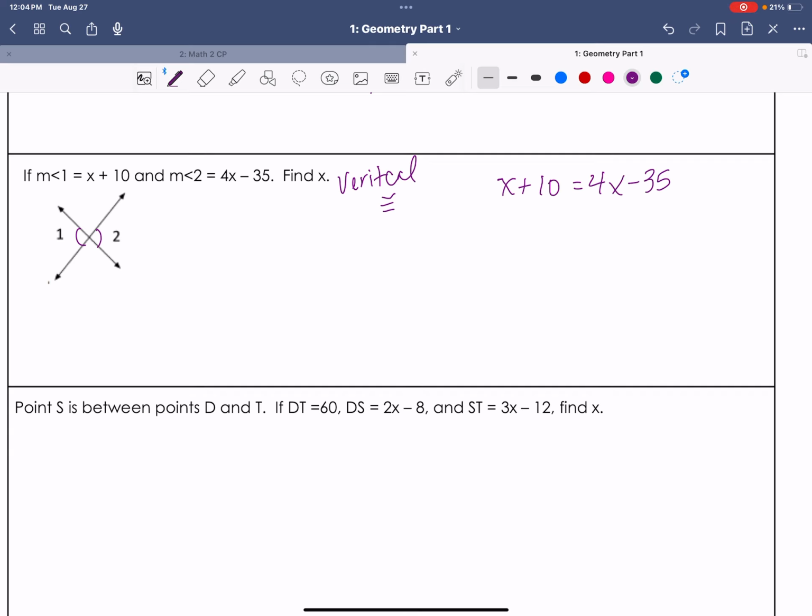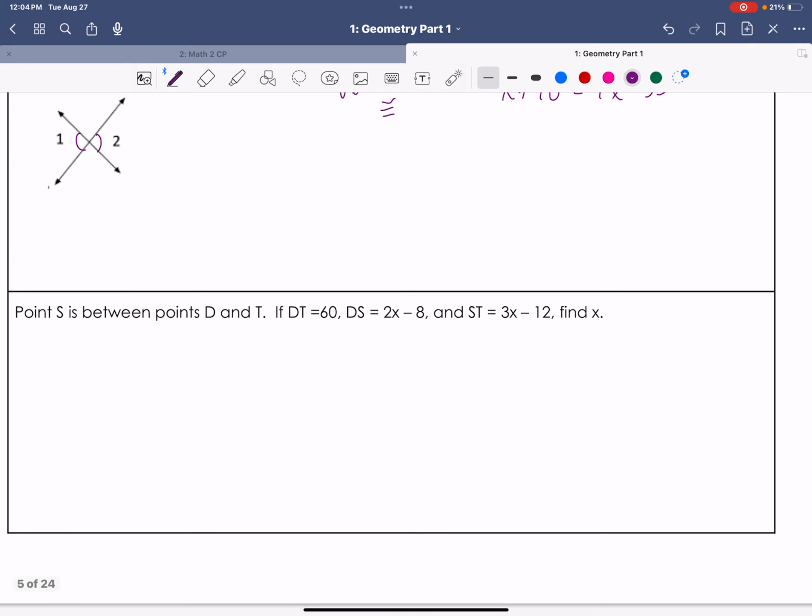All right. And then here, point S is between points D and T, so you need to make sure you draw a straight line to show the points. Make this a little thicker. S is between the two, so this would be D, and this would be T. Now it doesn't necessarily say they're equal, so we can't assume they're equal. So you have to label your points or label your parts of the segment.